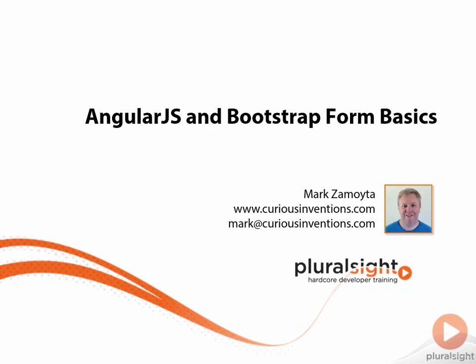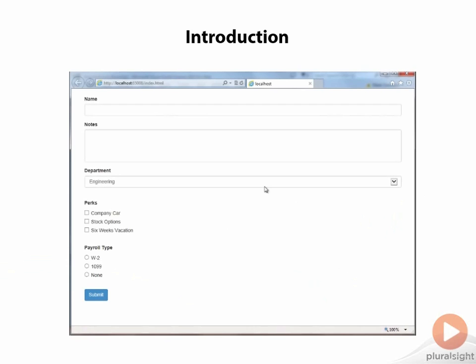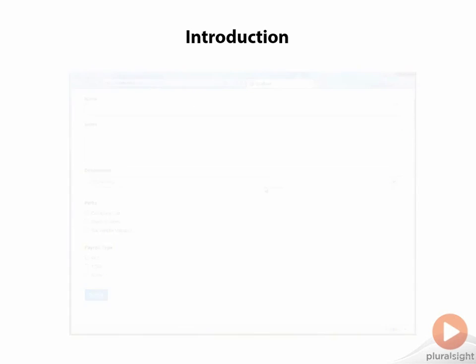Welcome to this module titled AngularJS and Bootstrap Form Basics. We'll be creating a simple form to display and edit employee information. You can see the form here, and it has all the key components you would expect to see in a form: a text input field, a text area control, a select control with options, checkboxes, radio buttons, and a submit button. We'll be adding more controls to this form later in this course, but this is a good starting point.